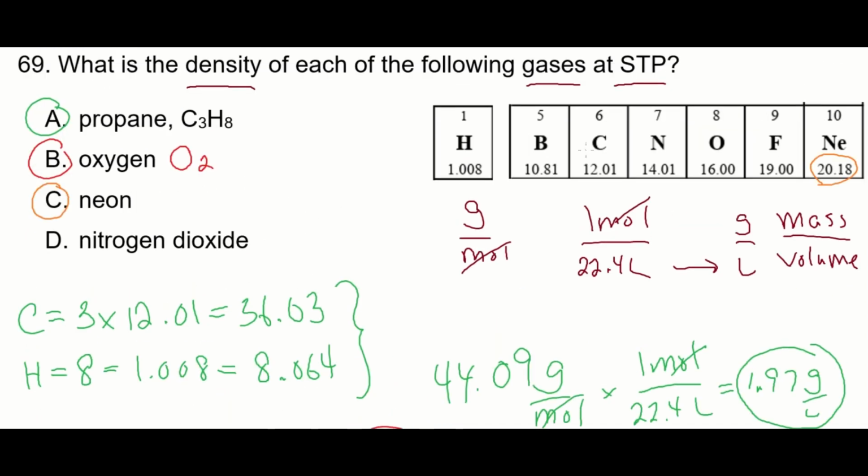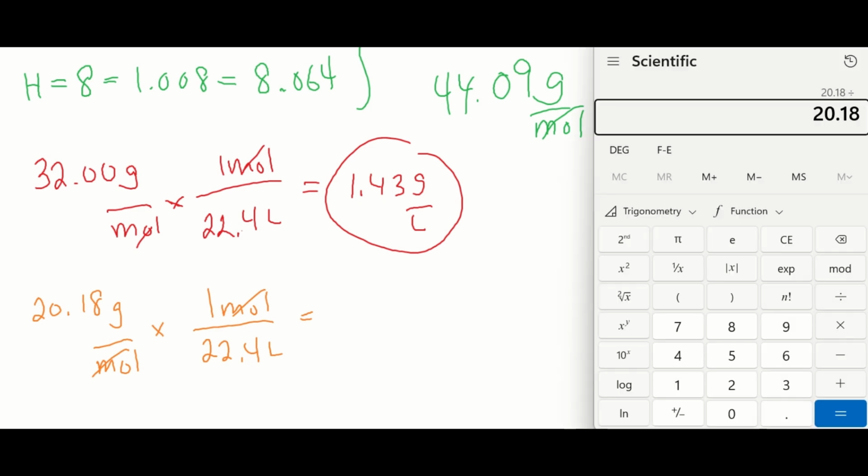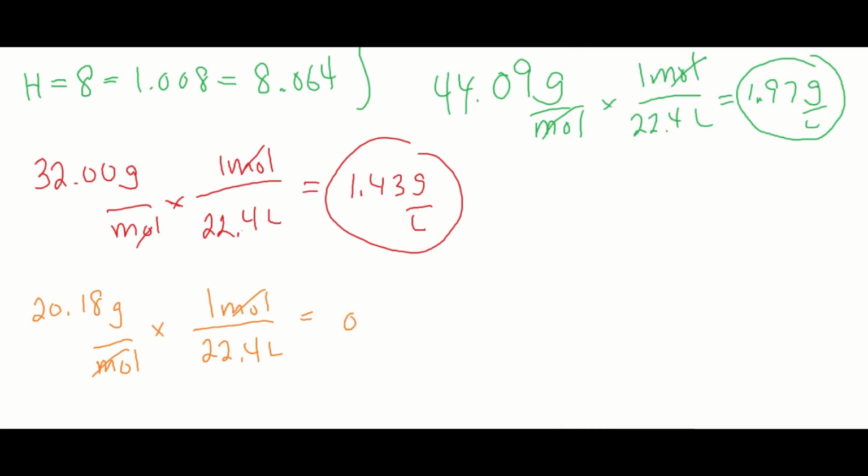Next, neon. So we just get the molar mass from the periodic table, which is 20.18 grams per mole for neon. And at 0 degrees Celsius and 1 atmosphere of pressure, it's 0.901 grams per liter, the density of neon gas.